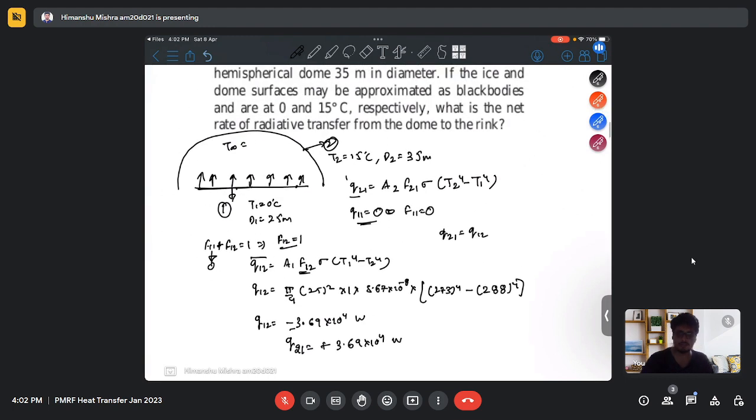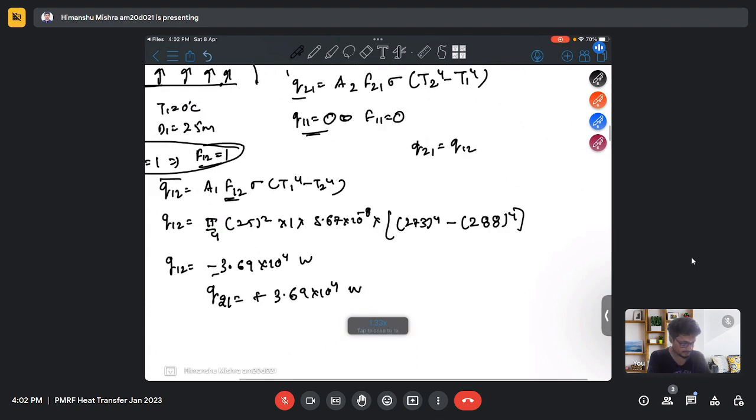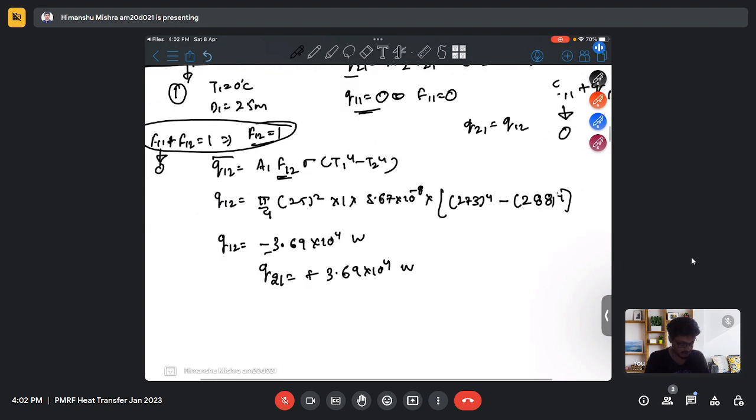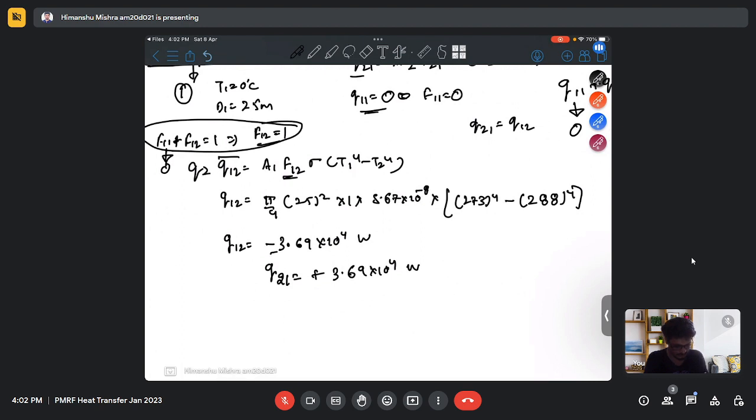So just to recap, in this question we have two surfaces, one ice stream and one hemispherical dome, and we need to find the heat transfer. So we select surface 1 as a base, and we identify the shape factor from surface 1. The shape factor from surface 1 to itself is 0. That means the shape factor from surface 1 to surface 2 is 1. And then the total heat transfer from surface 1 is the summation of Q11 and Q12. This Q11 is 0 because the shape factor is 0, and therefore the total heat transfer is just Q equals Q12.